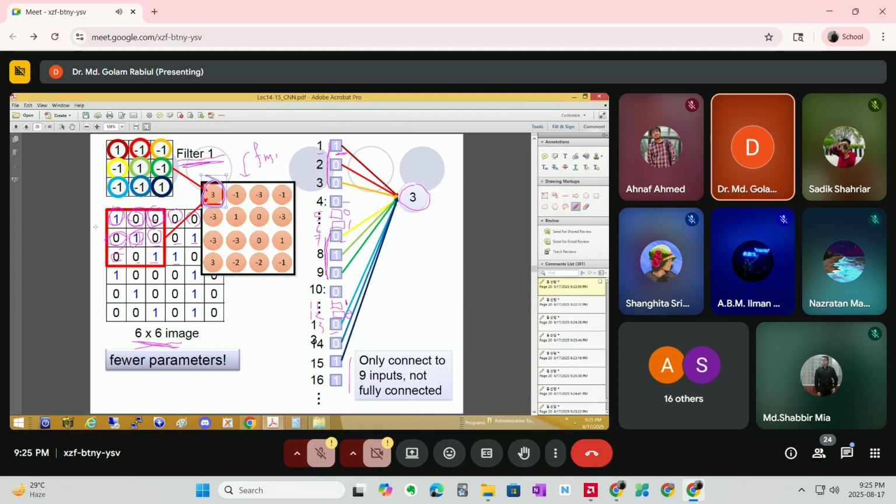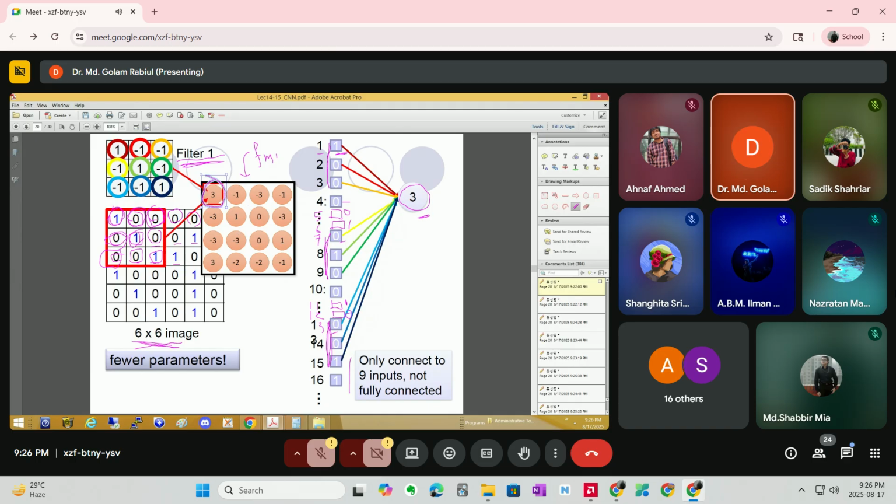And then 13, 14, and 15. So those are the values specifically utilized to get the 3.